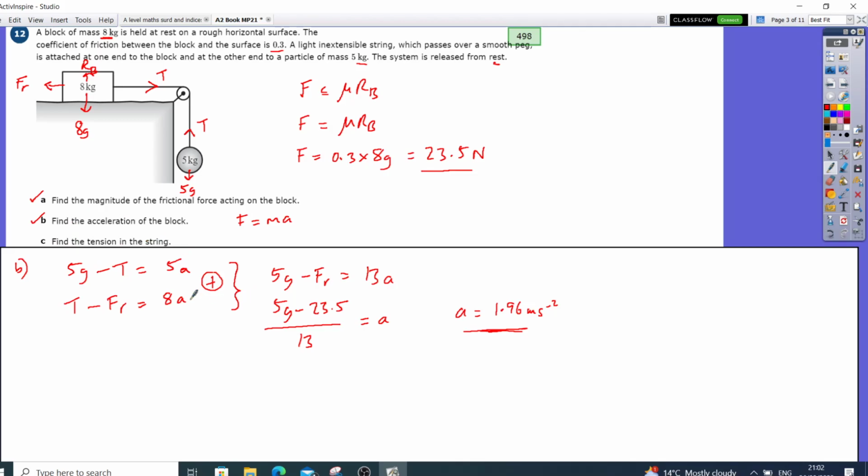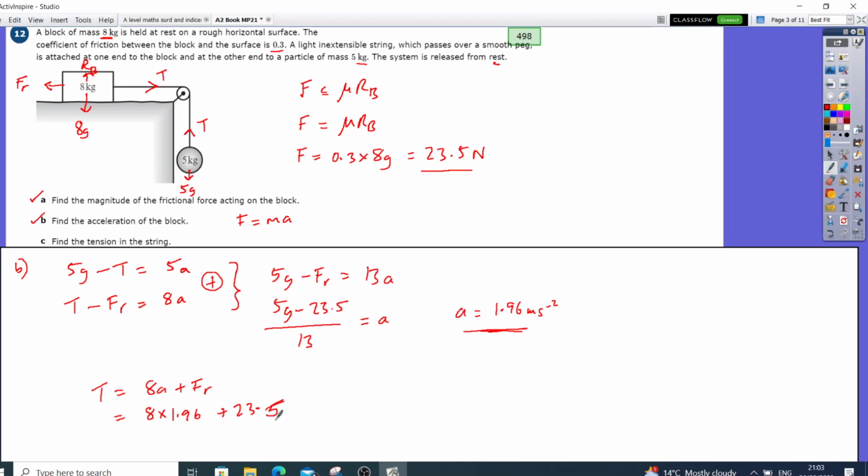Then it goes find the tension in the string, so we can just sub that value back into any of these equations. I'm just going to go for this one. If I rearrange that, tension is going to equal, bringing that to the other side, 8a plus the friction, where we know that acceleration is that, so that's going to be 8 multiplied by 1.96 plus friction, which we already worked out, which is 23.5.